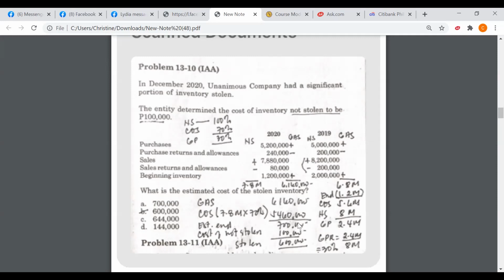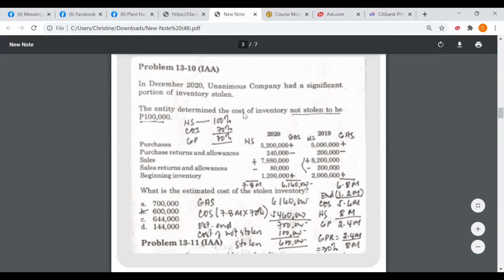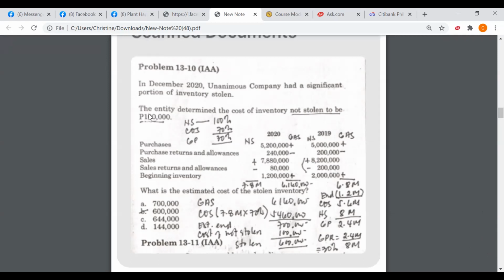Supposedly your ending is 700. However, there is a cost of not stolen that is 100,000. It's already cost, not sales price. That's why it is the 100 that is deducted. If the 100 is the normal sale amount or it is the sales price, then you need to convert this or multiply this by 70%. So again, it's cost. So deduct the 100, you'll get the amount of stolen goods or the cost of the inventory that was stolen. Okay, so it's 600,000, letter B.